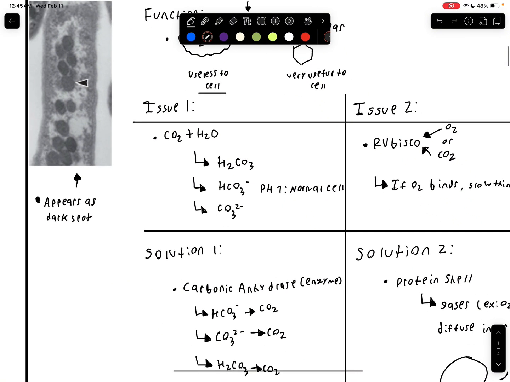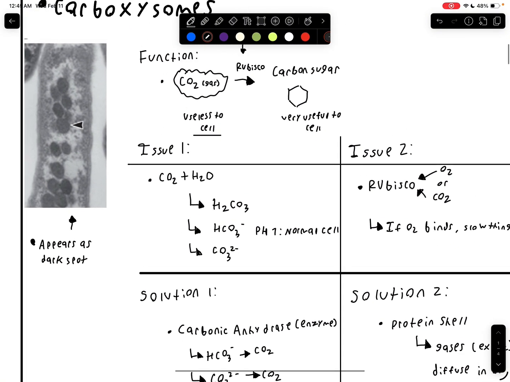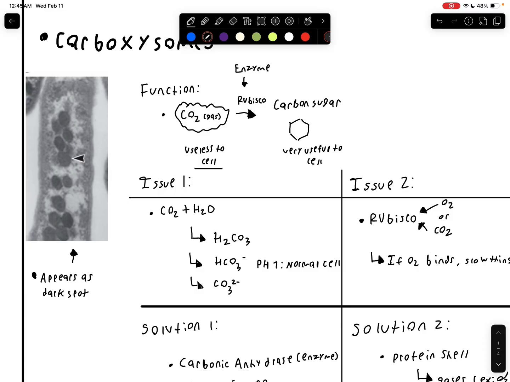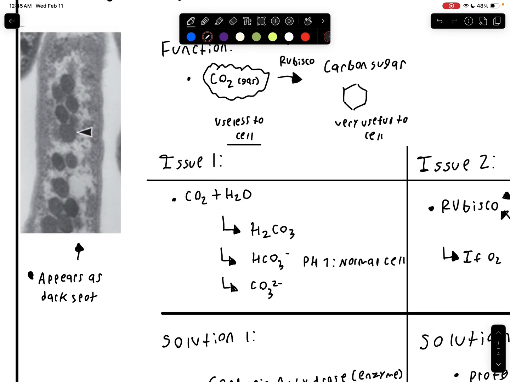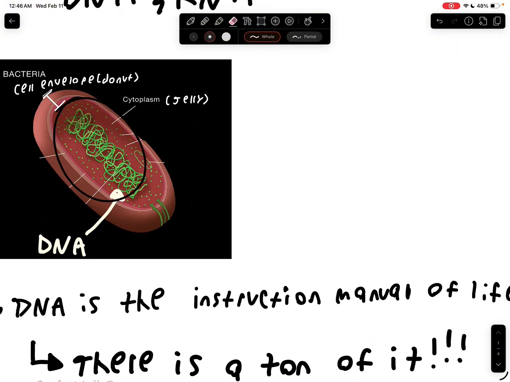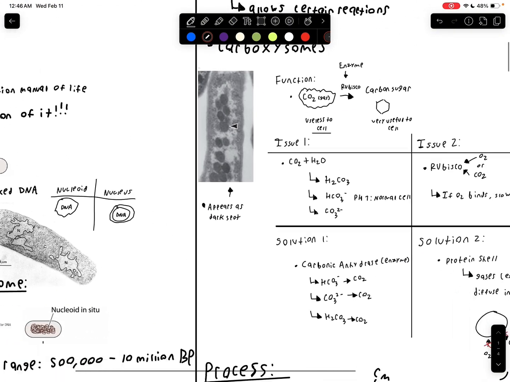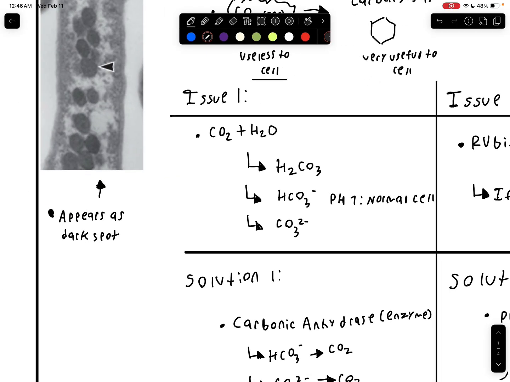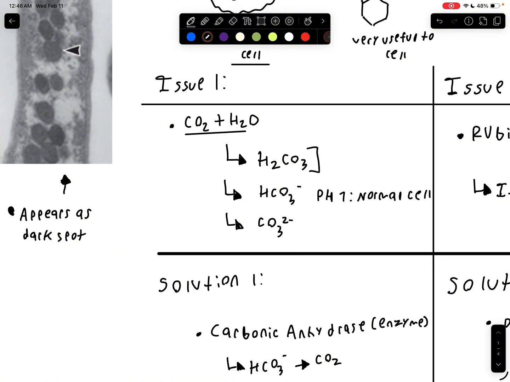Now, let's break this down a little bit. Issue number one is that for this to function, it needs CO2 gas, right? But what happens is the cytoplasm that we're in, so let's go back, the cytoplasm, everything in here, is pretty much all water. So nearly 70-80% of it is water. And so what happens when you have CO2 and water? They will mix, and what you get is either H2CO3. You don't have to worry about the names. I'll just say it like this so I don't confuse you.